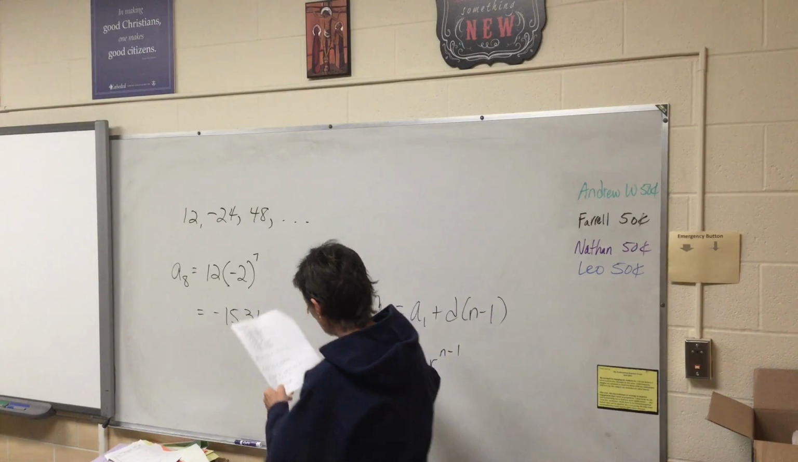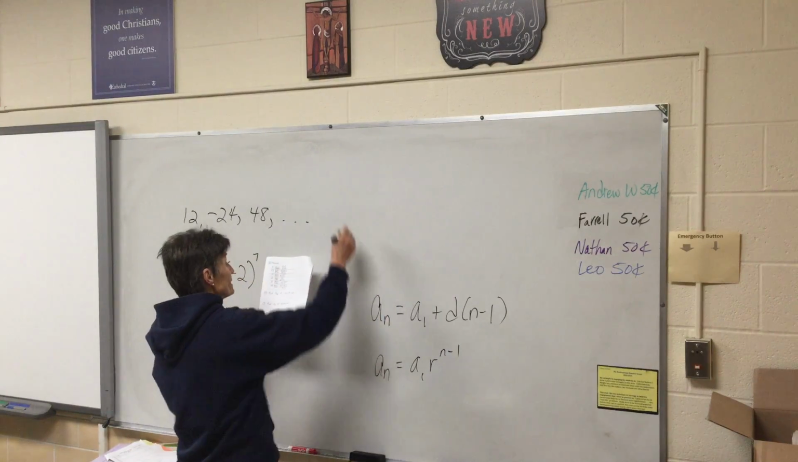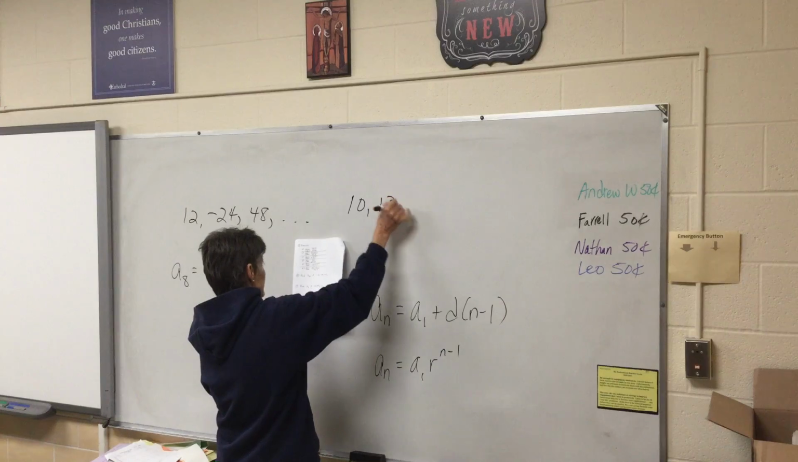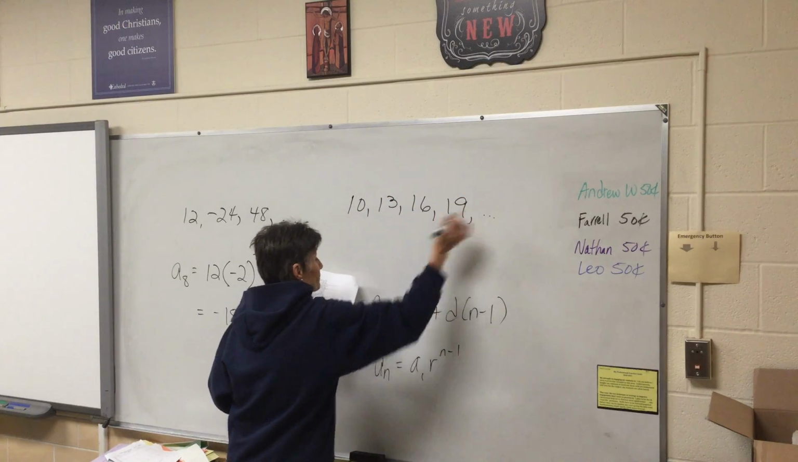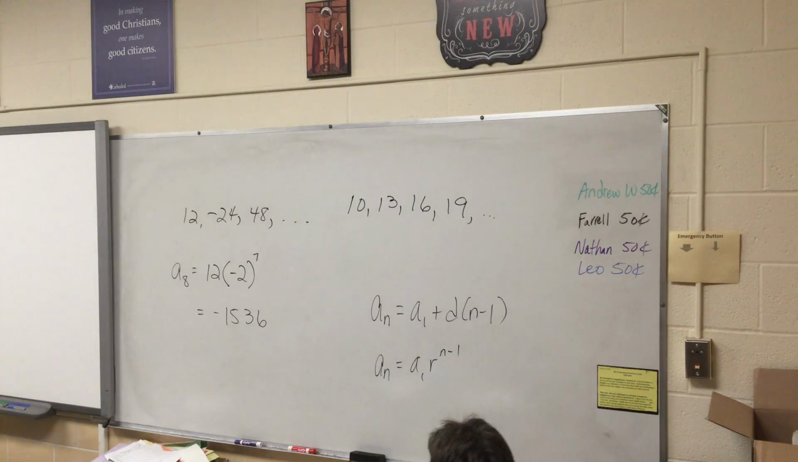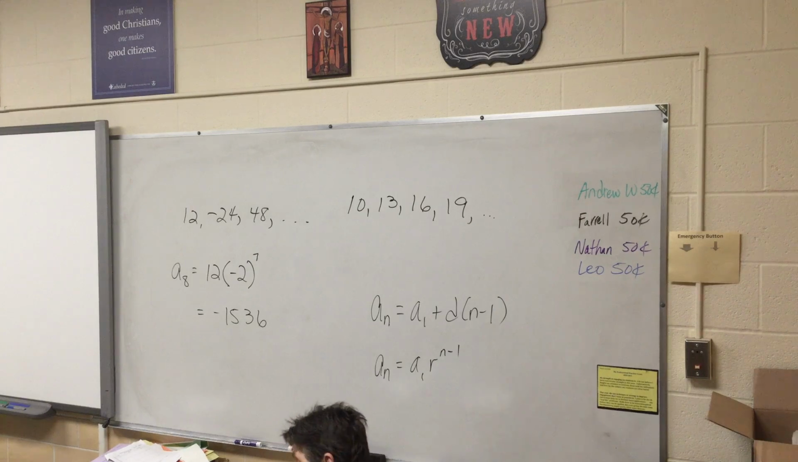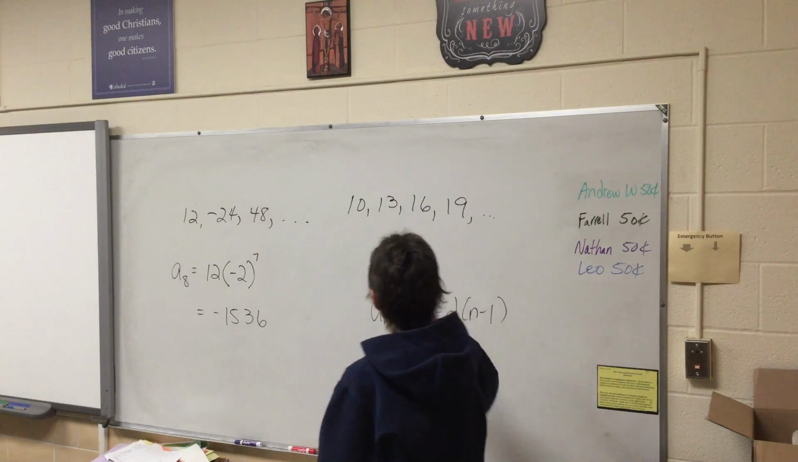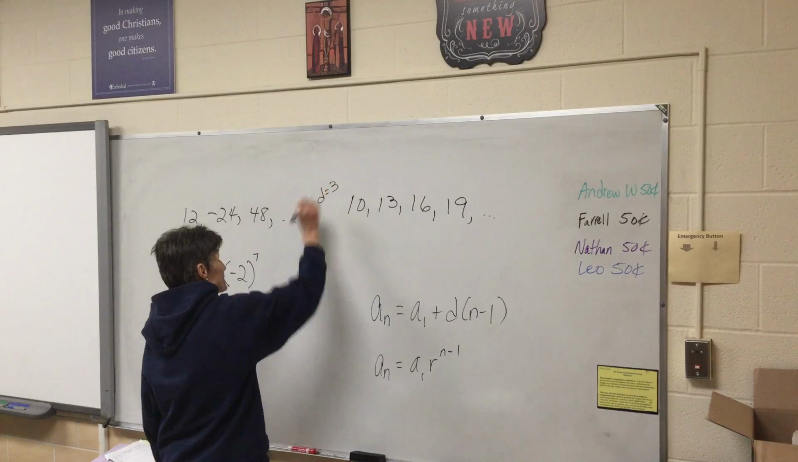All right, we're going to do 2 more here. I'm going to leave these here because we're going to need these. So I want you to look at this sequence. And I want you to decide if it's arithmetic or geometric. Is it plus 3? Yep, I'm adding 3, which makes it arithmetic. So this is arithmetic and the common difference is 3.